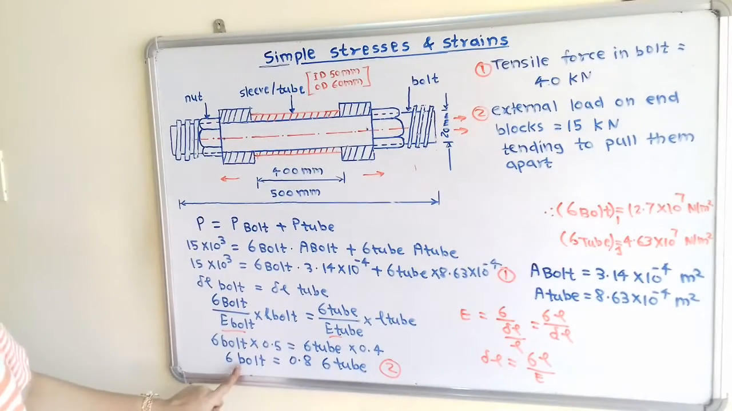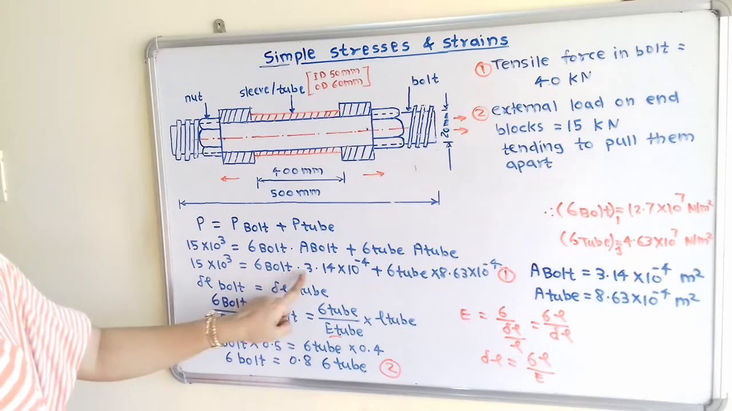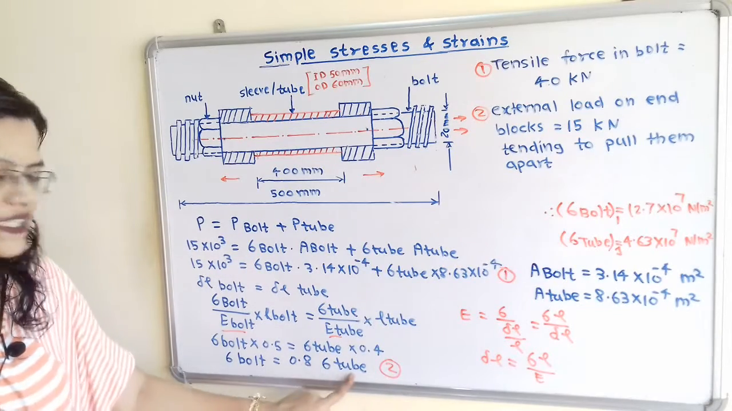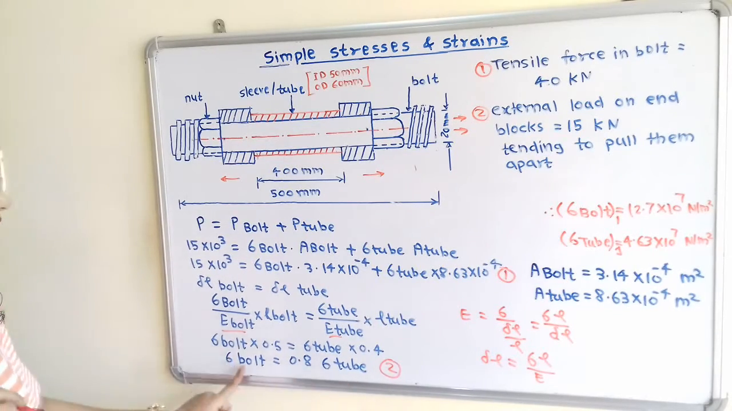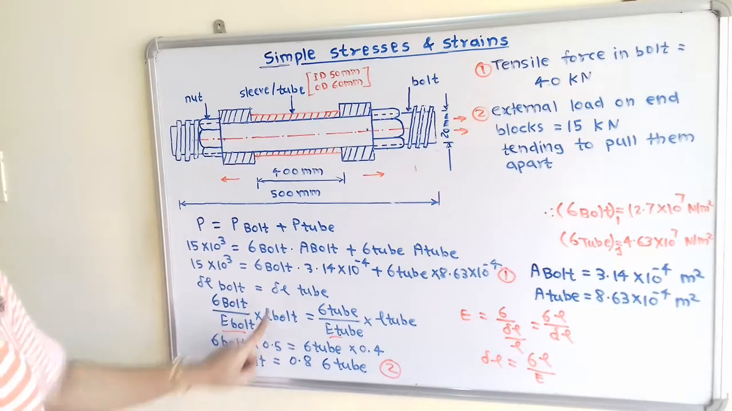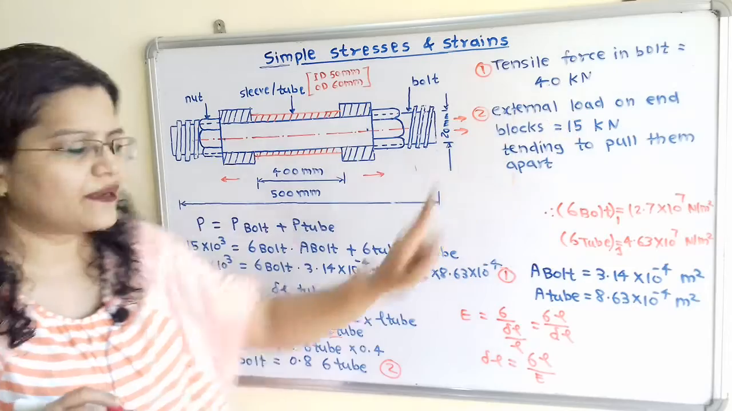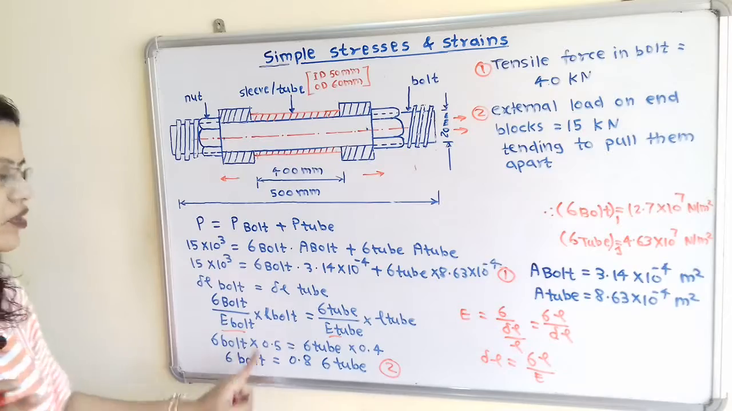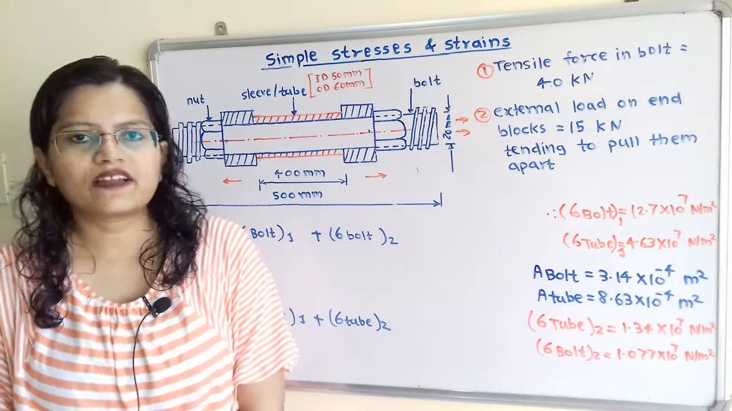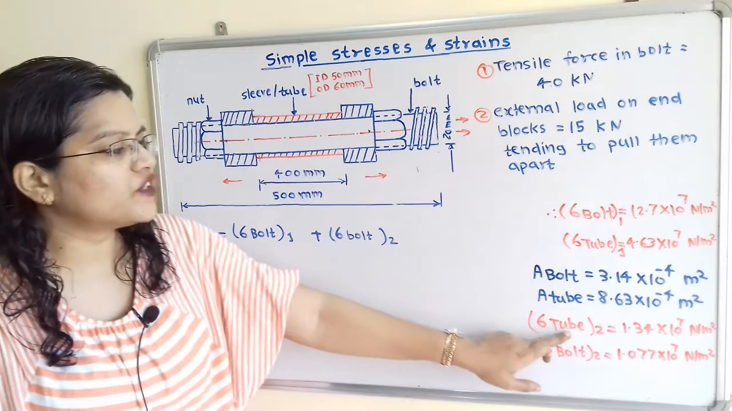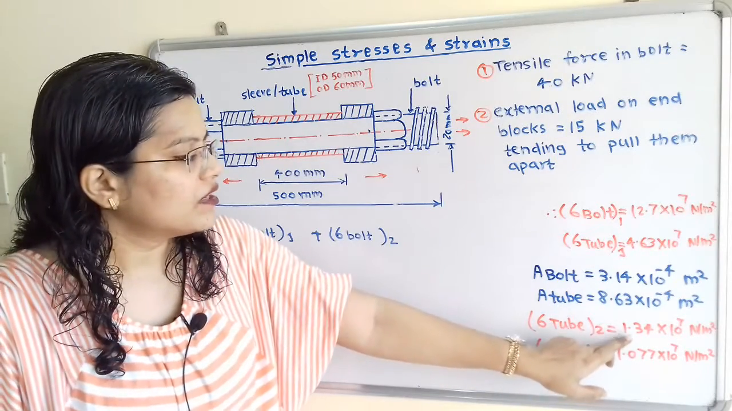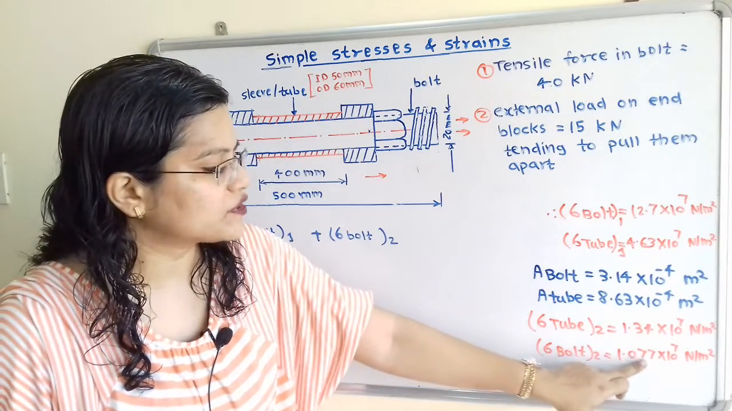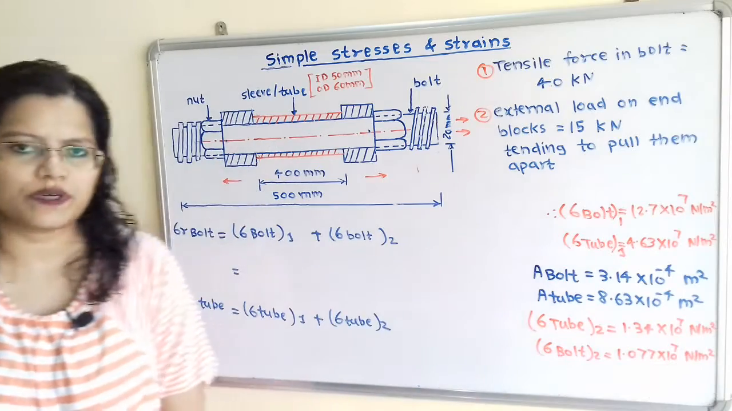Now when we put sigma bolt is equal to 0.8 sigma tube, then we can solve this first equation and we will get the value of stress in the tube. And then we can calculate the value of stress in the bolt. Now it is due to the second type of load. That means we will get the values sigma tube 2 and sigma bolt 2. Calculated values of stress are: stress in tube due to second type of load 1.34 into 10 raised to 7 Newton per meter square, and stress in bolt 1.077 into 10 raised to 7 Newton per meter square.